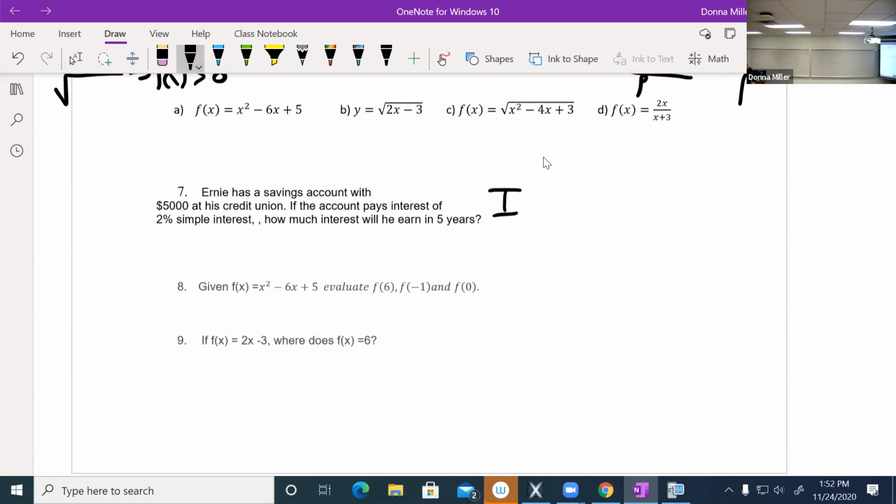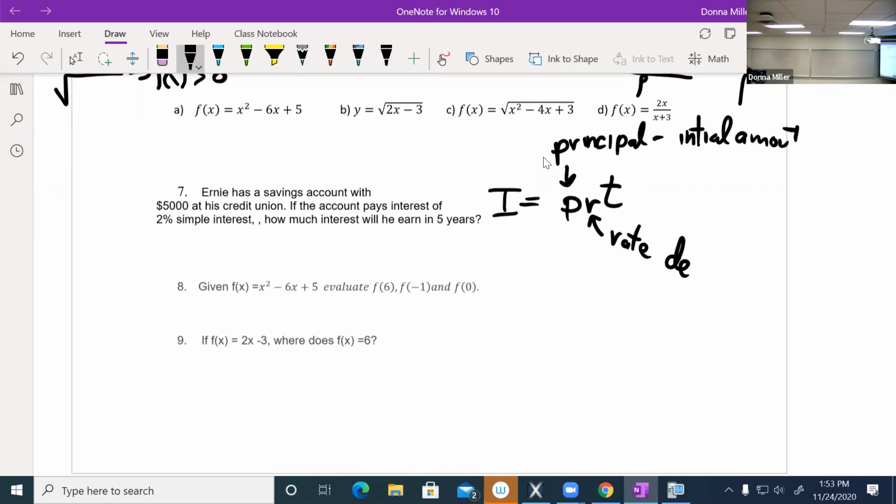I equals PRT, right? So it's what I put in there: the principal times the rate times the time. The principal is what I put in there, the initial amount, basically. R is the interest rate as a decimal, and T is time in years. Okay, so they ask you a question like this.